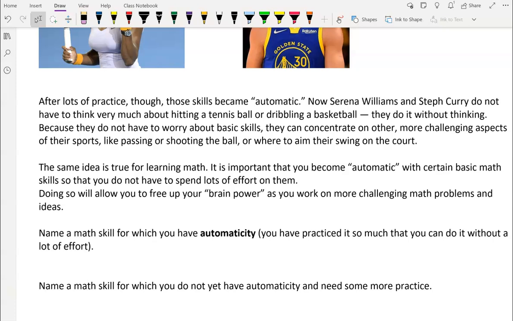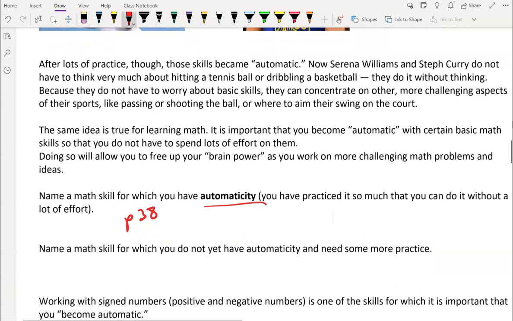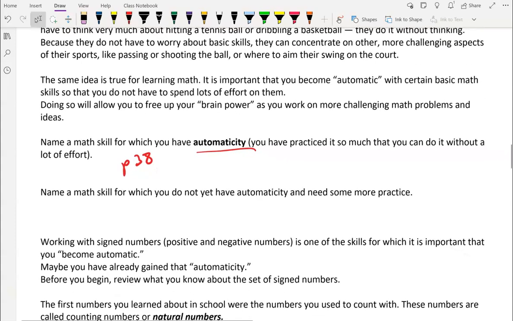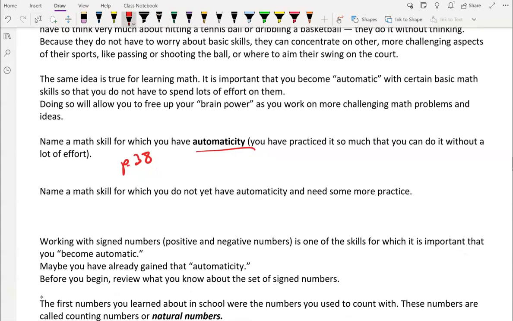Doing so will allow you to free up your brain power as you work on more challenging math problems and ideas. Now, name a math skill for which you have automaticity. You have practiced it so much that you can do it without a lot of effort. And you can find this on page 38 in your math book, or whatever page goes with it in your math packet for topic 1, lesson 6. A skill that you can do automatically without having to think about it much. Could be anything. And then name a math skill that you don't yet have automaticity for, and you need more practice on it. Be honest, it's okay. That's why we take math classes, to learn math skills.